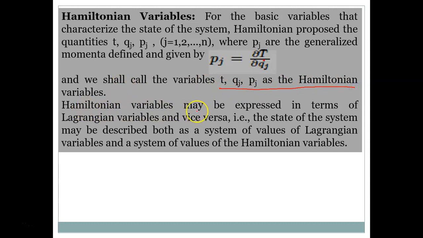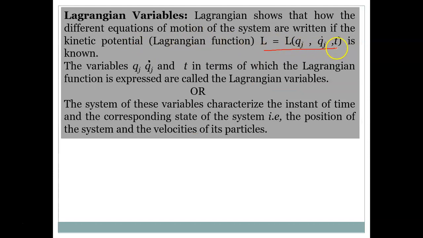Now the Hamiltonian variables may be expressed in terms of Lagrangian variables and vice versa. That means the state of the system may be described both as a system of values of Lagrangian variables and a system of values of Hamiltonian variables. So the important thing you need to keep in mind is that T, Qj and Pj are called the Hamiltonian variables, and Qj, Qj dot and T are called the Lagrangian variables.